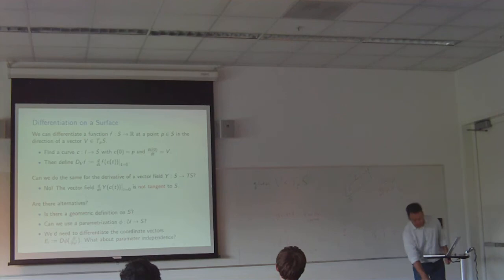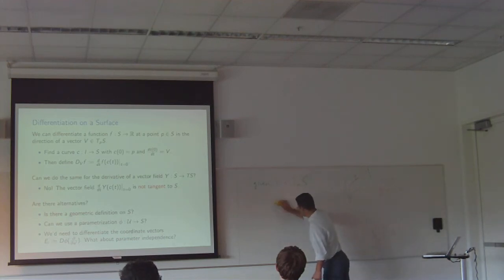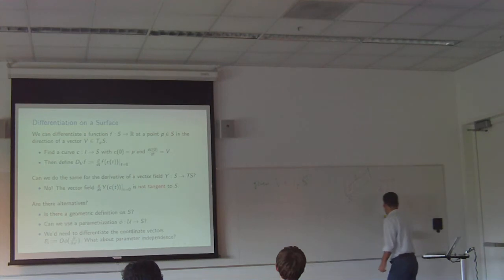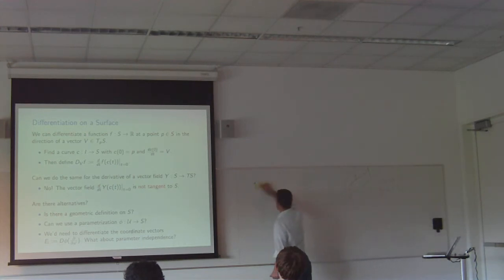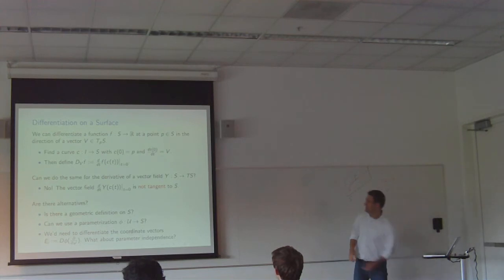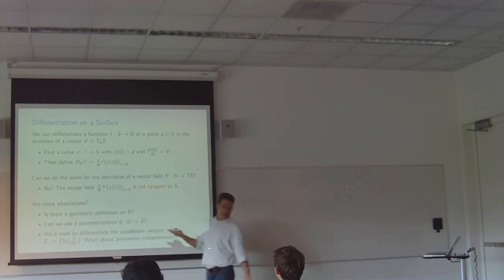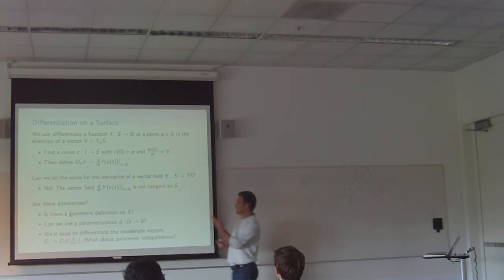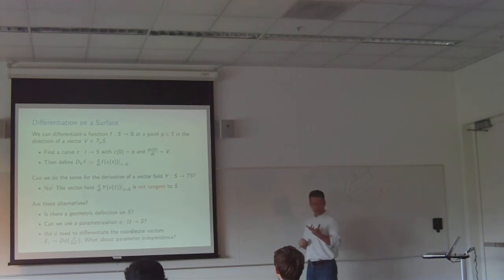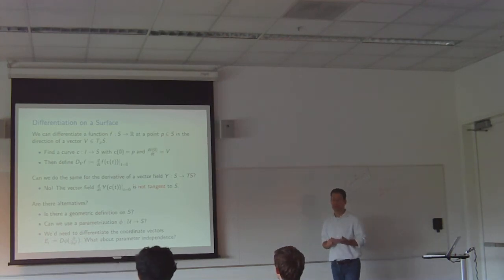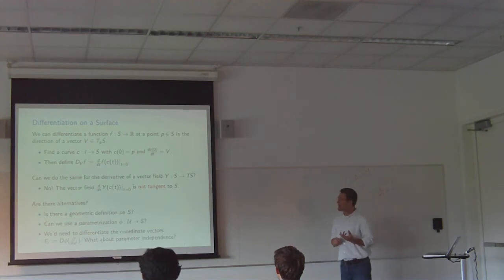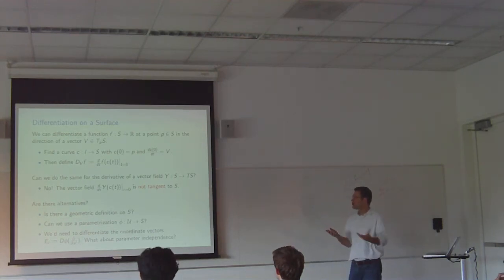And now you have this problem. I'm not sure if I'll be able to successfully draw a picture of this, but I'll do my best. The fact of the matter is, once you differentiate this vector field, the vector you get out has no reason whatsoever to be tangent to the surface S. So this is some kind of operation you can do on vector fields, but you can't think of it as an intrinsic differentiation on the surface, because the object you get out doesn't live on the surface anymore.